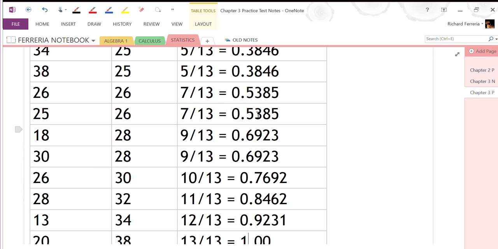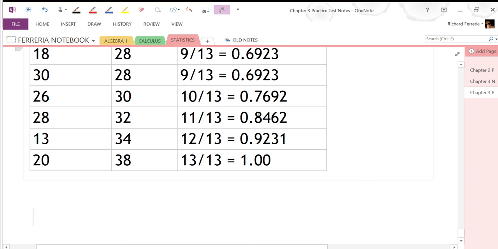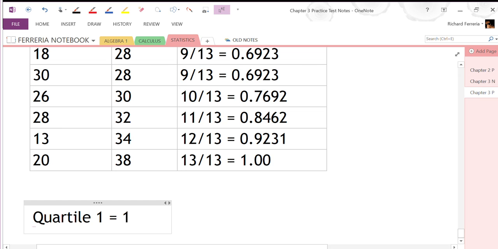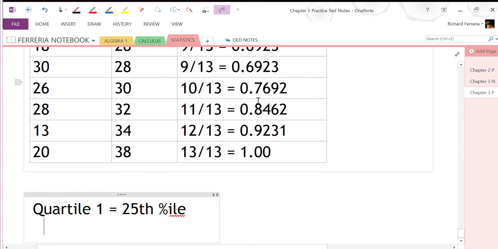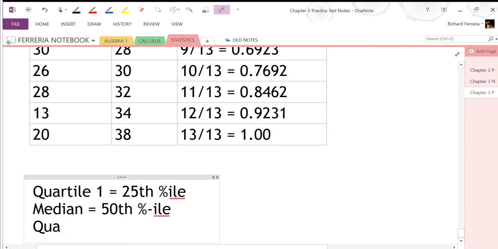And then if you go to the quartile, Q1, yeah, that's a pretty basic one. Quartile 1 is equal to the 25th percentile. The median is equal to the 50th percentile. And then quartile 3 is equal to the 75th percentile.